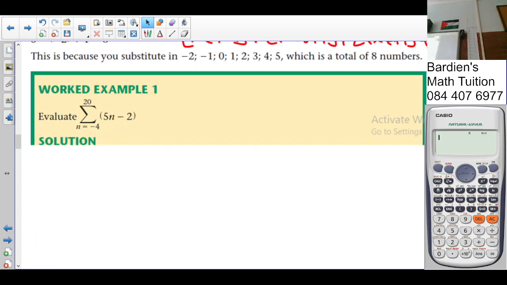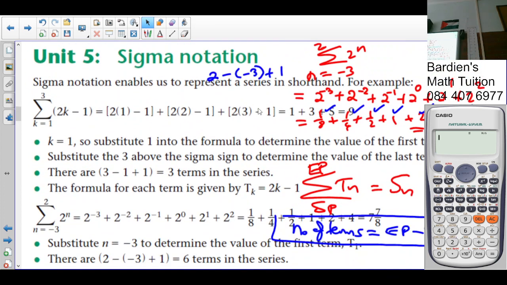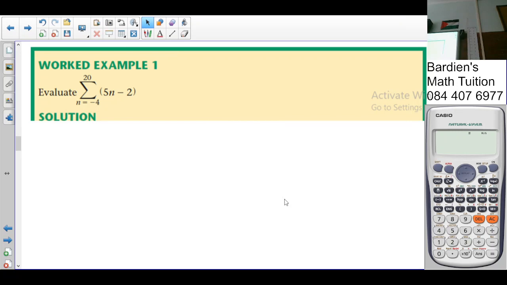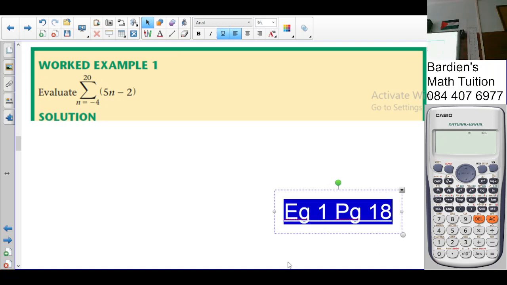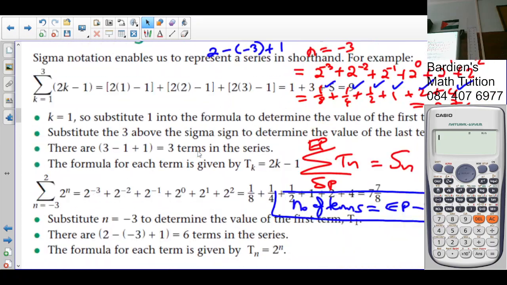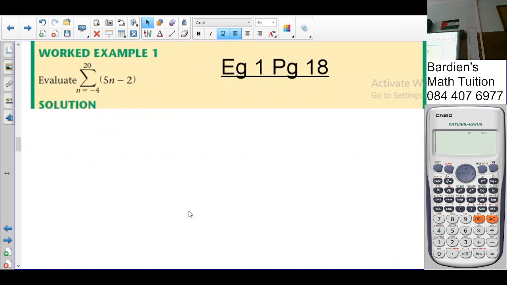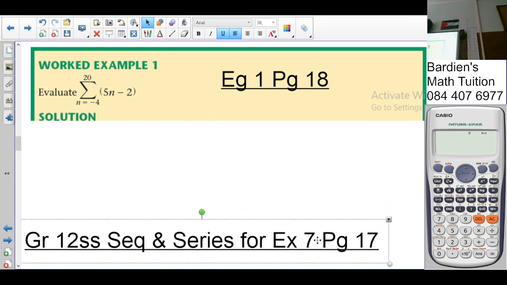Okay. Alright, so at this point, we spoke about how sigma works and all of those things. Again, if you are confused on sigma itself, you can refer to this description box below. Okay. So now we're looking at example 1. Example 1 is on page 18. Right, and these are the examples for exercise 8, which is on page 20.